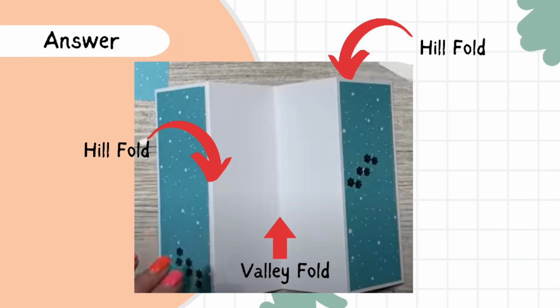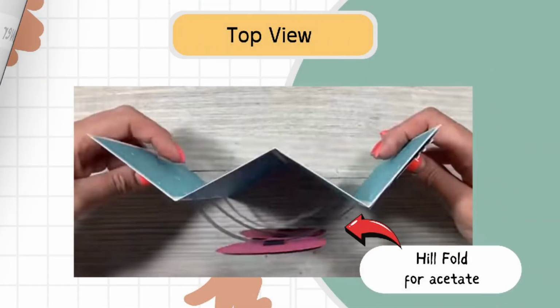But here's the cool part. We can also use a special material called acetate. When we fold acetate like a heel, it adds a neat see-through effects to our card. So, with heel folds, valley folds and acetate, we can make our cards pop in all the right ways. Let's get folding and make something amazing.